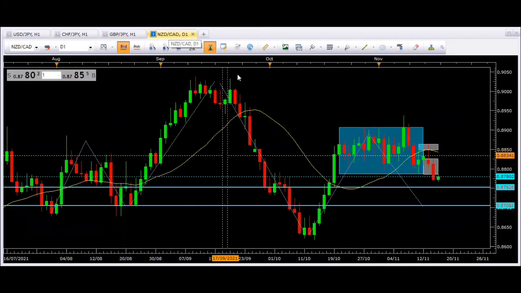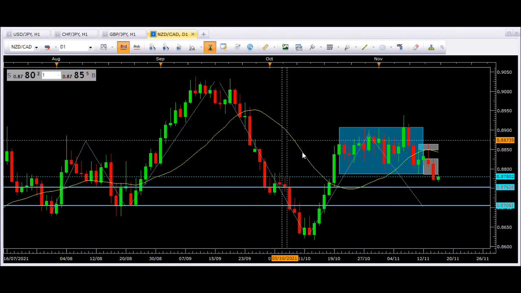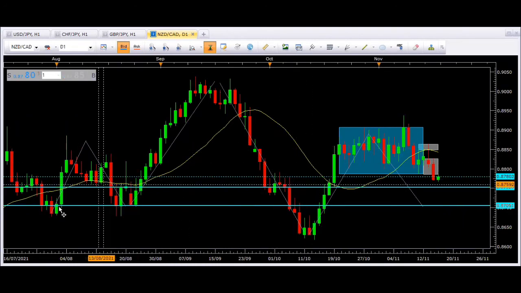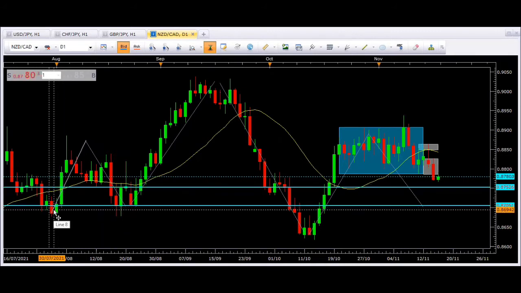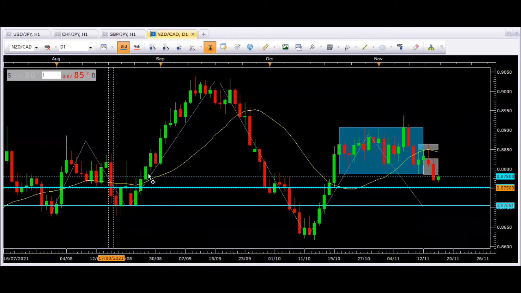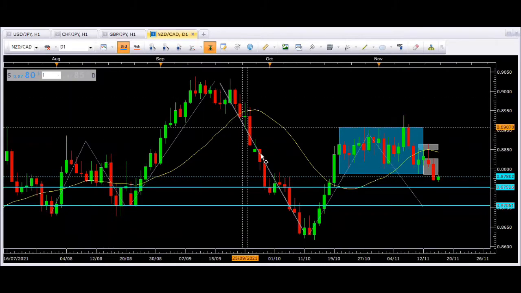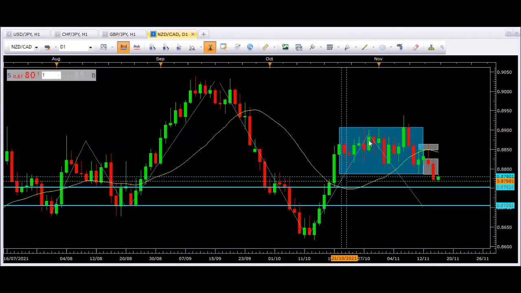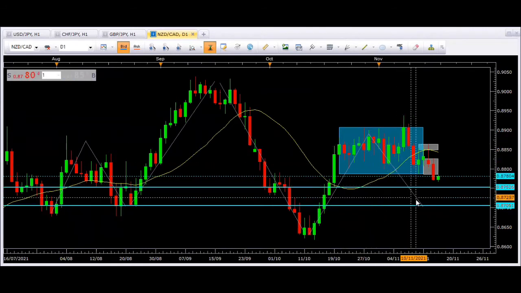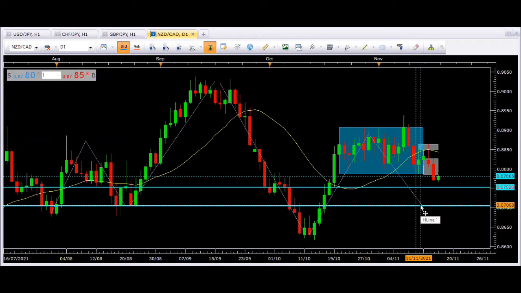Next one, guys, this is the New Zealand dollar against the Canadian dollar. I remember telling you last week that on this chart I'm seeing a head and shoulders pattern. If you look at these grey lines, that's the shoulder, that's the head, and then we've got another shoulder. According to this pattern, price should at least get back down to 8,700.